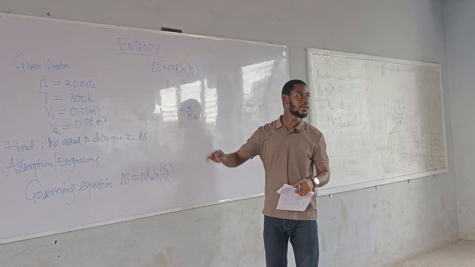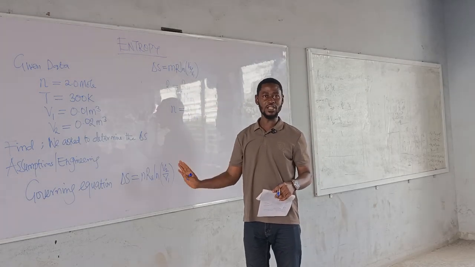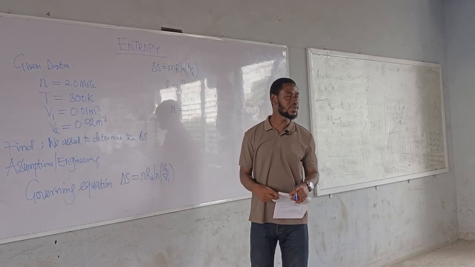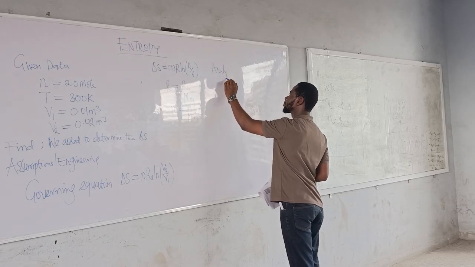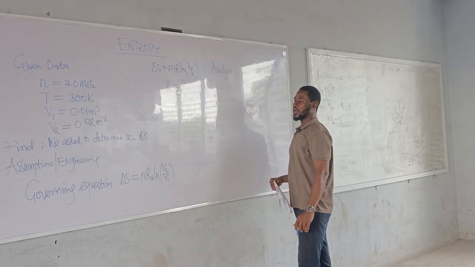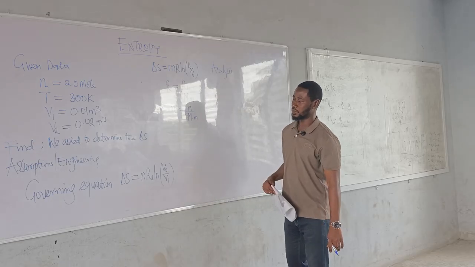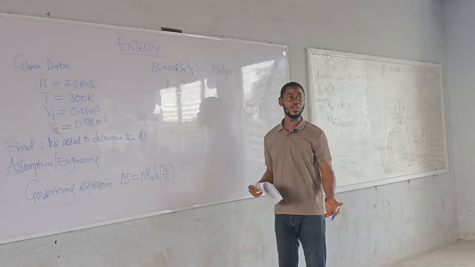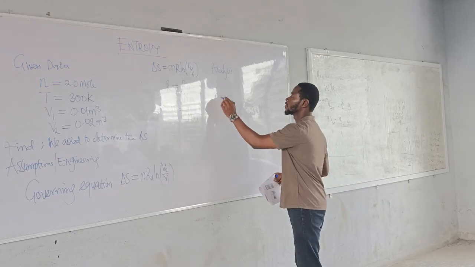However, mass is not given in the question. We are only given moles in the question. That is why we are adopting this equation. So what is the next step now? It is to analyze the problem. Analysis. The entropy change during the process is given as nR_u ln V2 over V1. The next thing we are going to do is to insert values that are given in the question.